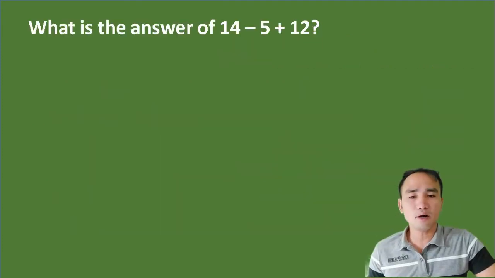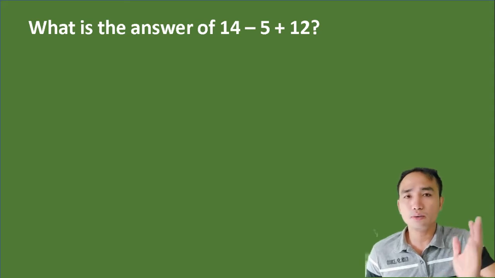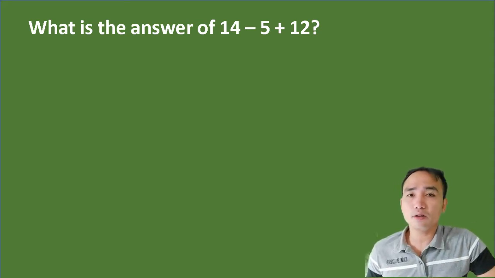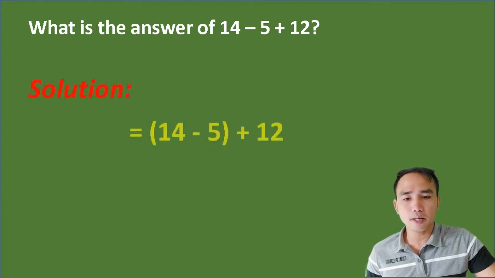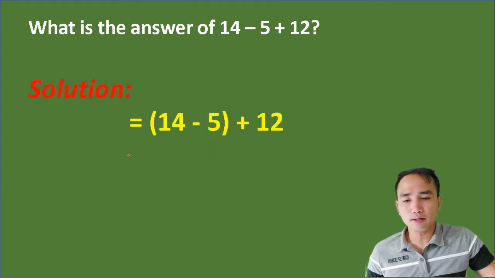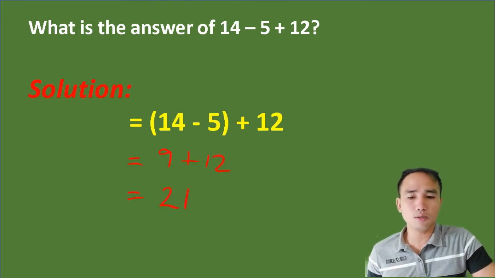What is the answer of 14 minus 5 plus 12? So according to the rule, if the subtraction operation comes first, we need to subtract first before adding. So 14 minus 5 is 9, and then plus 12, the answer is 21.